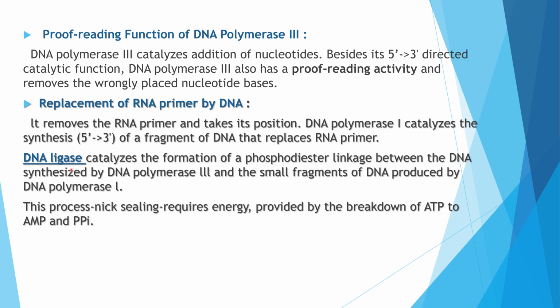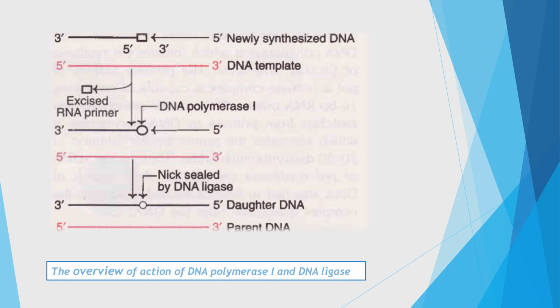DNA ligase. It catalyzes the formation of a phosphodiester linkage between the DNA synthesized by DNA polymerase III and the small fragments of DNA produced by DNA polymerase I. This process, nick sealing, requires energy provided by the breakdown of ATP to AMP and PPi, inorganic pyrophosphate.